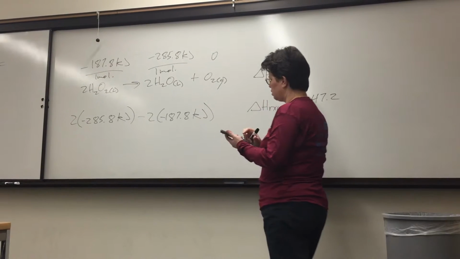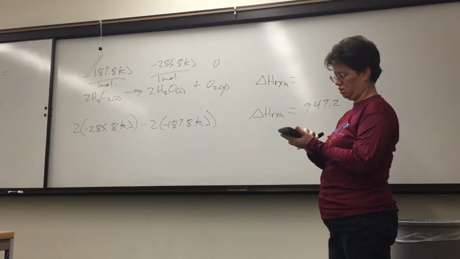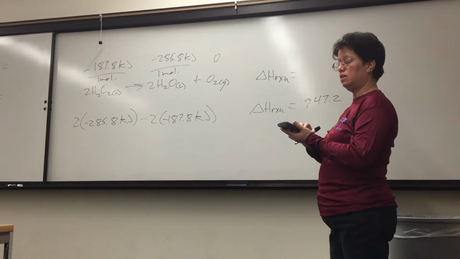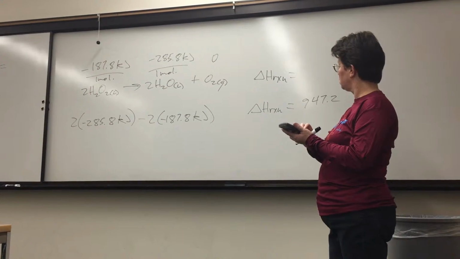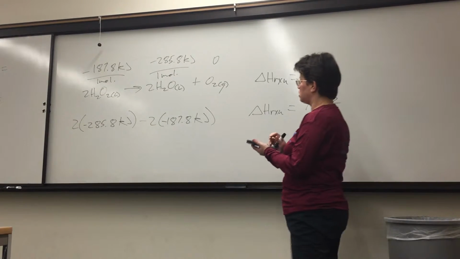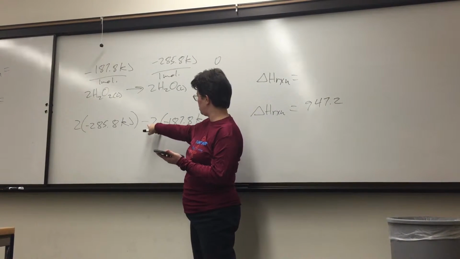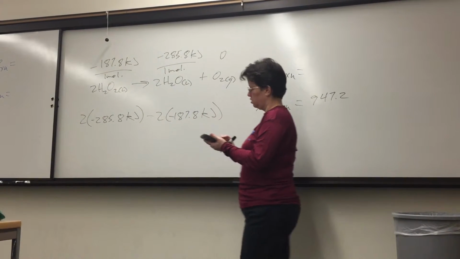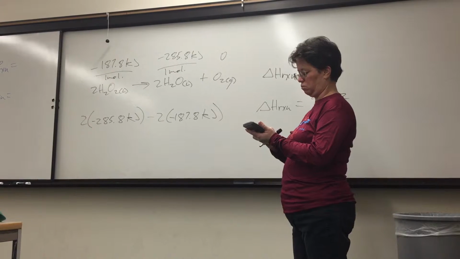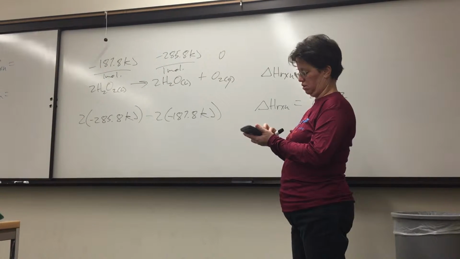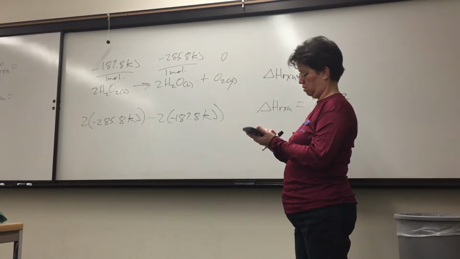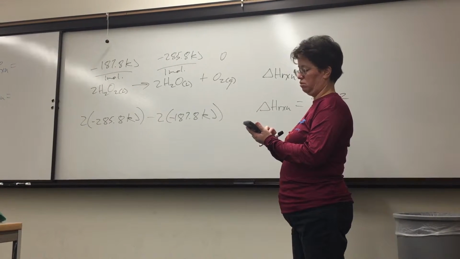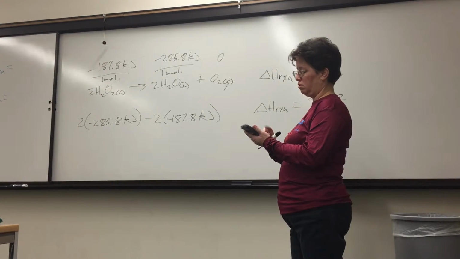Did I add those together right? No, I don't think I did. Let me try again. 945.6. What? I got 945.6. Okay, I'm actually expecting it to be a little bit smaller because this ends up being a positive value, right? So I think I dropped a negative sign somewhere. Yeah, negative 196.